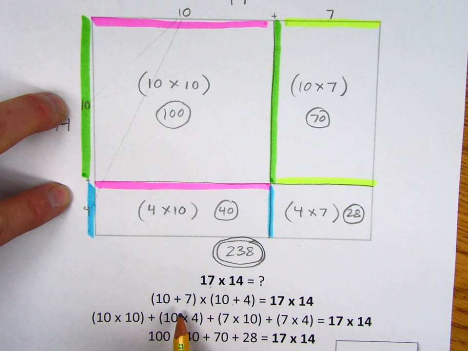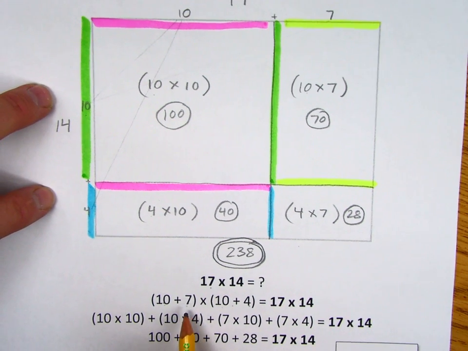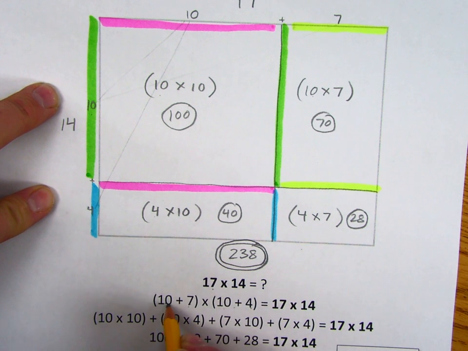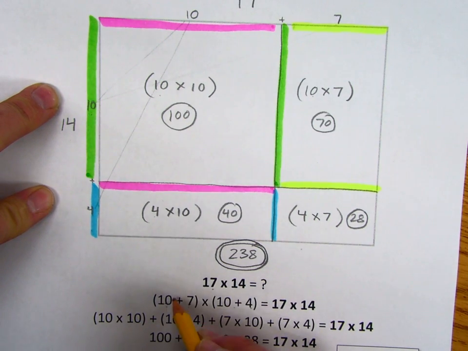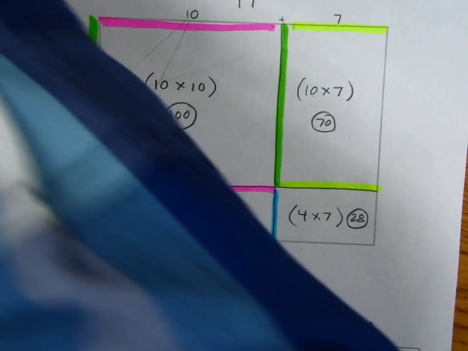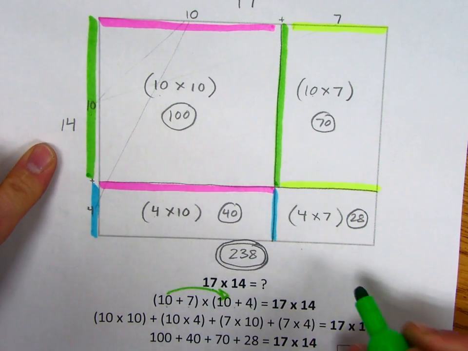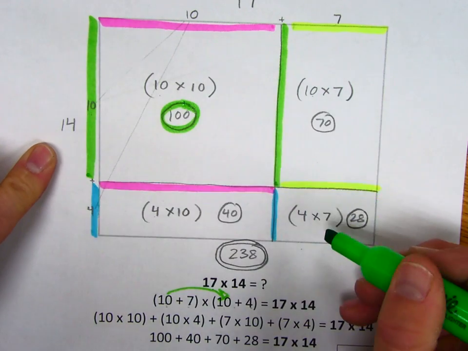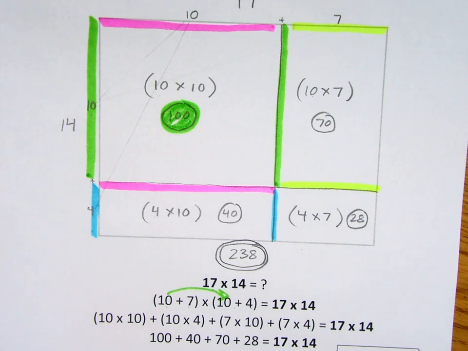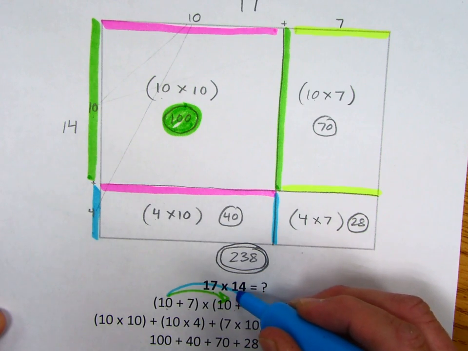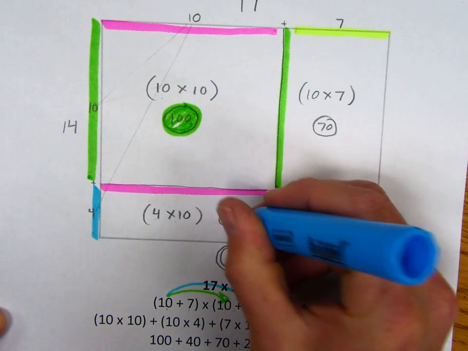And the next step resembles FOIL, if you think about that from high school: first, outer, inner, last. So what's happening here is you're going to multiply one of the factors from this set of parentheses to this side. So it really means we're going 10, I'm going to go like this for you. I'm going to say we're multiplying 10 times 10 right here, and that makes this 100. I'll just go ahead and color that to make it kind of visible for you. Then we're going to multiply 10 times 4, which is the same thing as 4 times 10, and so that one's right there.